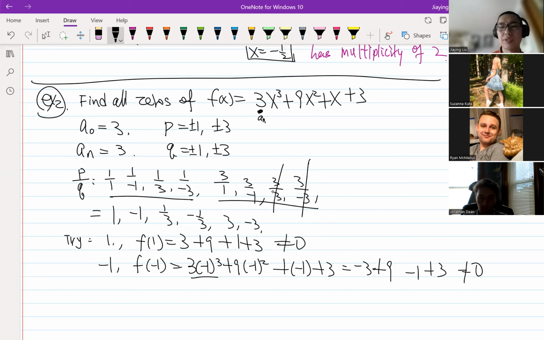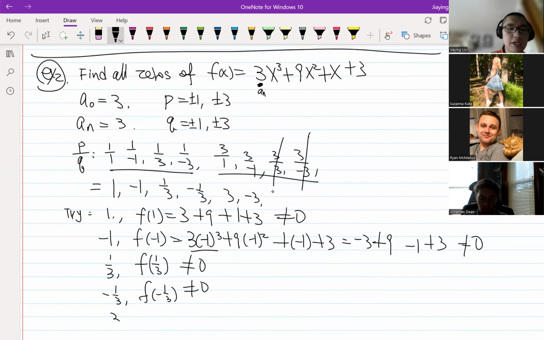And I know that's not going to be 0, right? I know we can try 1/3. And it turns out that if we take 1/3 and put it in there, that's also not 0. And -1/3, if we put it in there, it's also not 0. And we can try 3. If we take 3 and put it in there, it's also not 0.